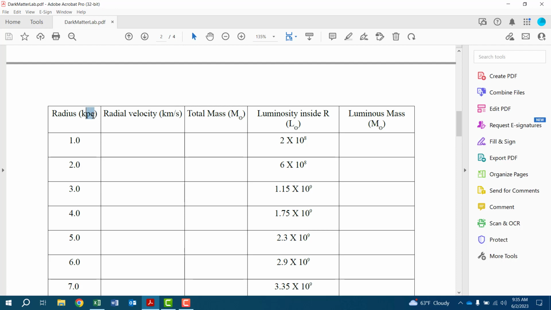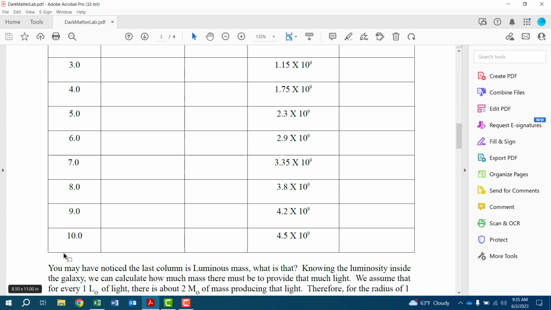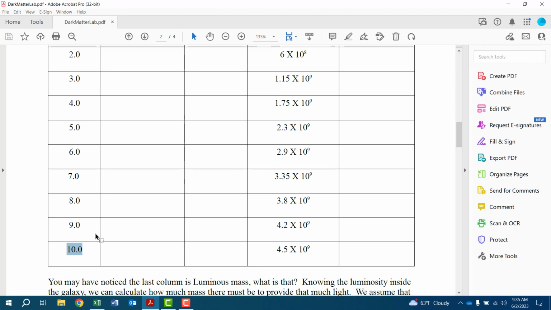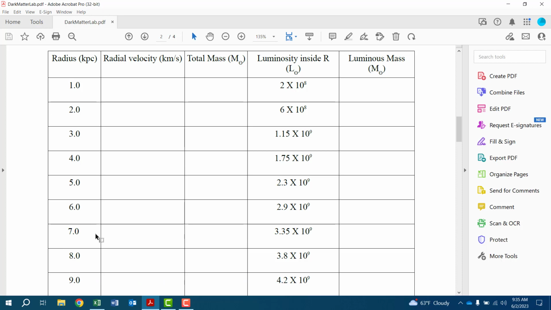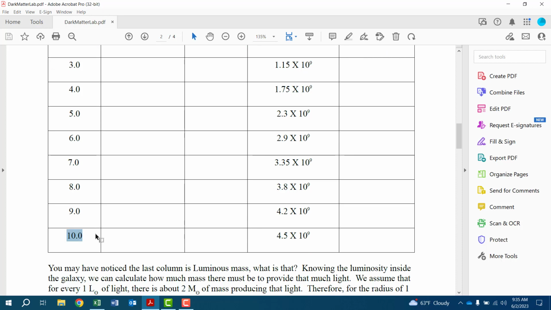A parsec is 3¼, I believe, light years, and kilo, of course, is 1,000. So 10 kiloparsecs would be something like more than 30,000 light years from the center. That number makes sense because, as I recall, our own galaxy is maybe 100,000 light years across, and we're almost towards the edge, which would be 50,000 light years, or something like 10 kiloparsecs, 20 kiloparsecs.